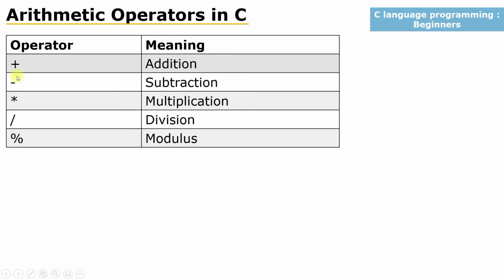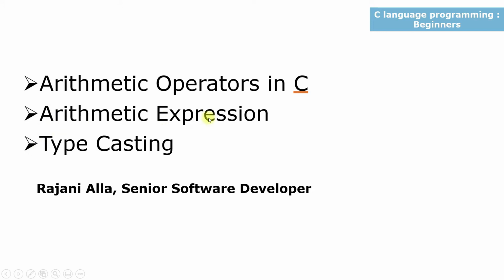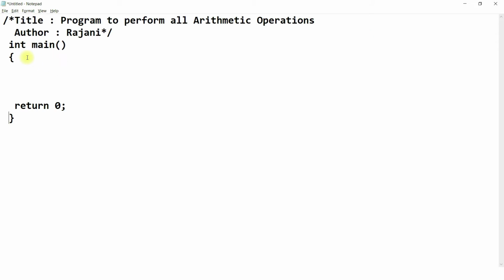This is the list. Plus for addition, minus for subtraction, star for multiplication, slash for division and percentage symbol is for modulus operation. Now we will write a C program to perform all these arithmetic operations and then we will see what is arithmetic expression and what is typecasting. Now let's write a program to perform all the arithmetic operations. This is the basic structure of our C program.